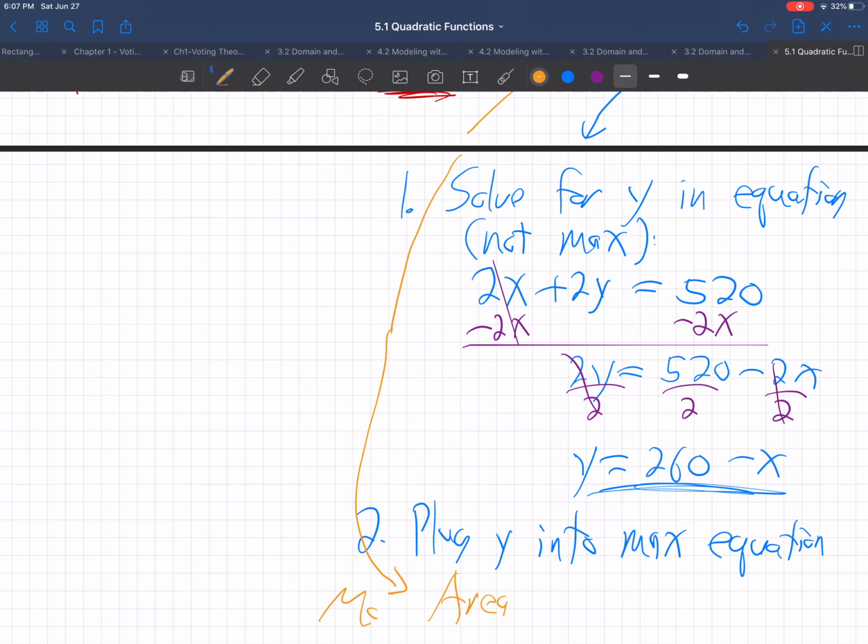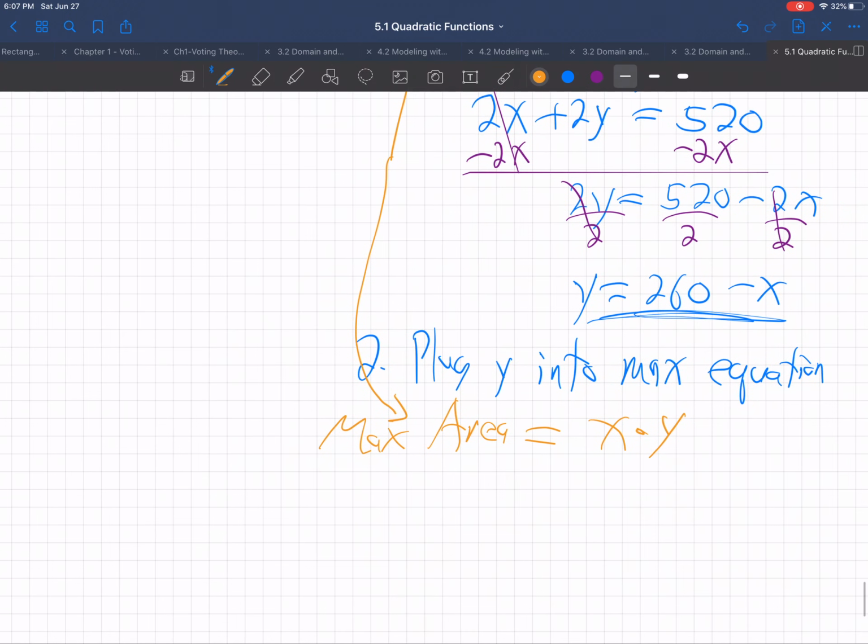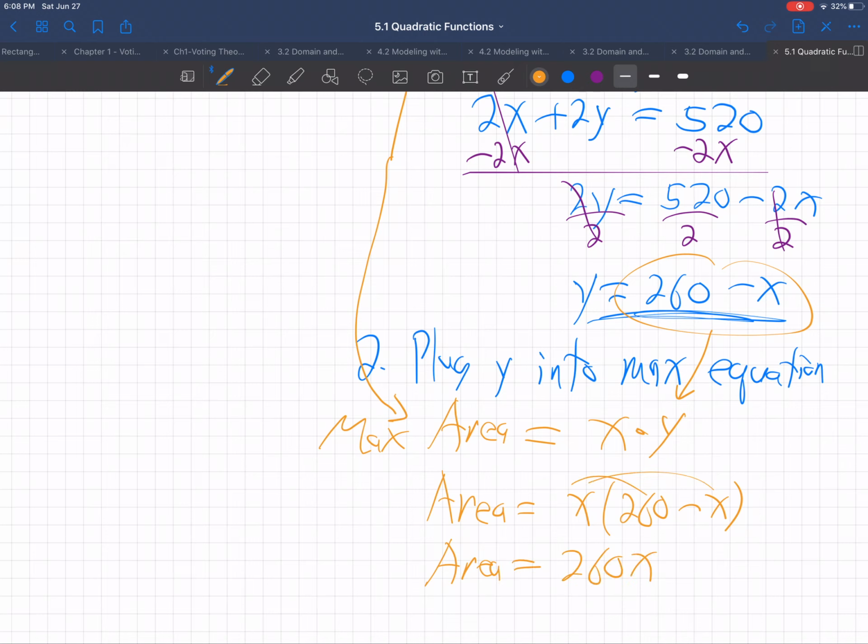Area, which we're trying to find the maximum of, equals x times y. So plug in right there for y. So that means area will be x times, and what's y? 260 minus x. Distribute this. 260x minus x squared. So there's the area formula.